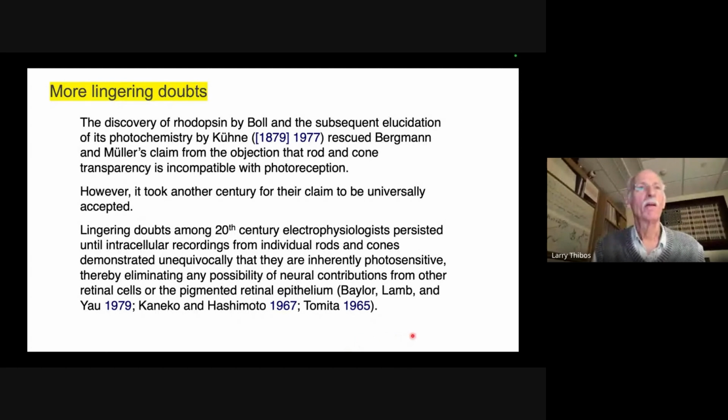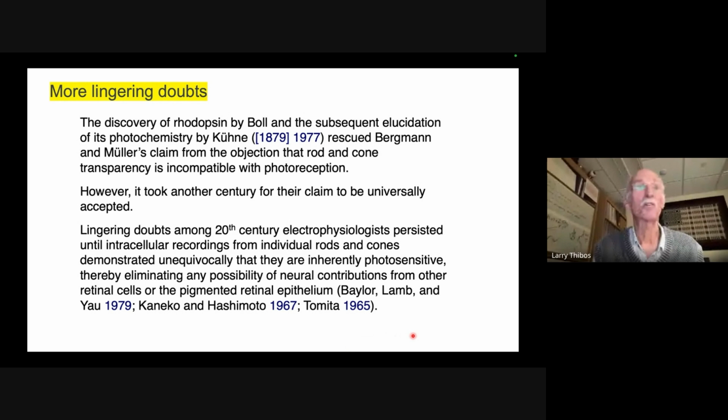Well, the discovery of rhodopsin by Bohl and the subsequent elucidation of its chemistry by Kuhn rescued Bergmann and Müller's claim from the objection that the transparency of rods and cones is actually incompatible with them being photoreceptors. But to tell you the truth, it took another century for their claim to be universally accepted.